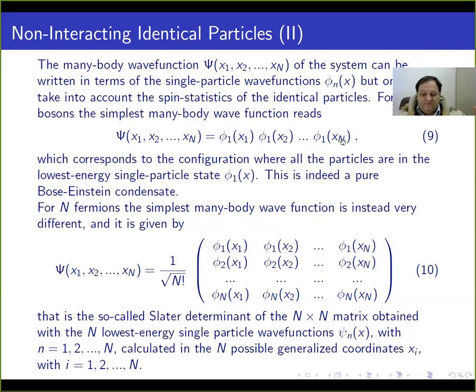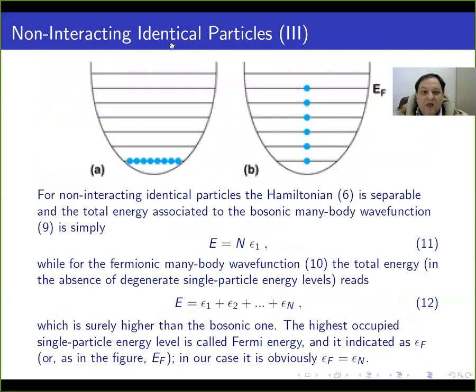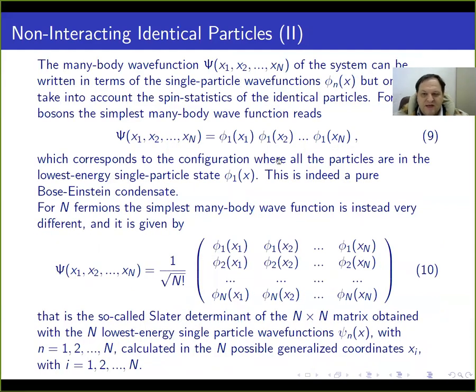In practice, this means, for instance, if you have a harmonic potential with many single particle levels, for bosons you can put all the particles in the lowest single particle energy level. Obviously, all the particles have the same single particle wave function phi 1, say, but they could have different space positions, but the phi is the same. In this case, you have a pure Bose-Einstein condensate. And this is exactly what is written in equation 9.